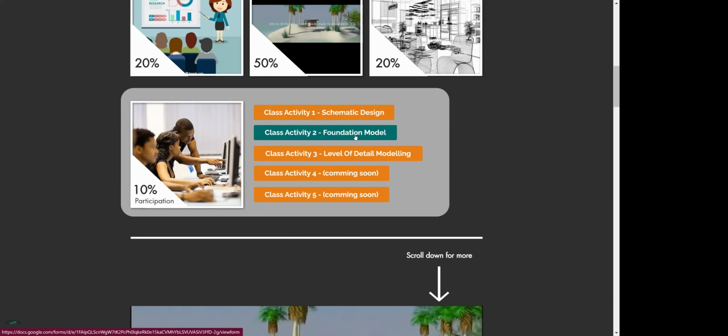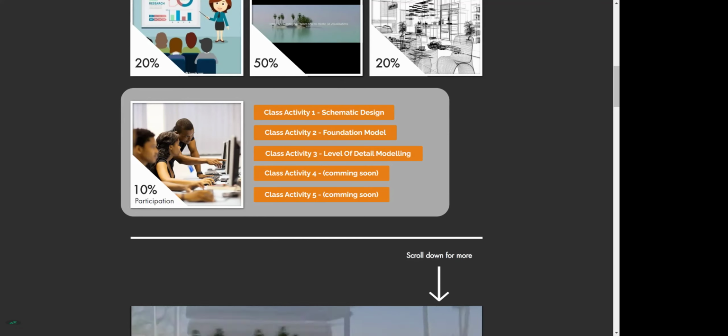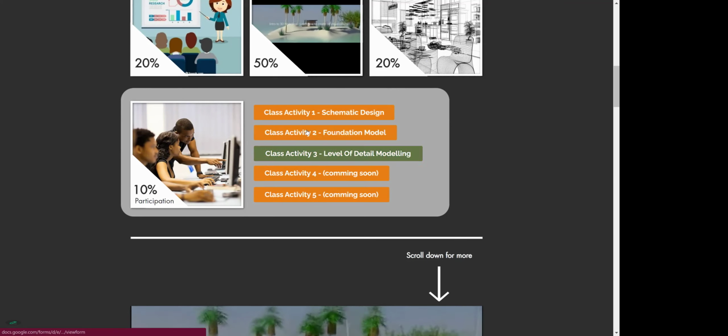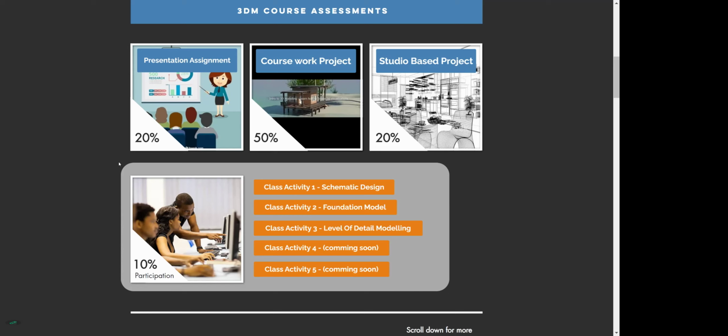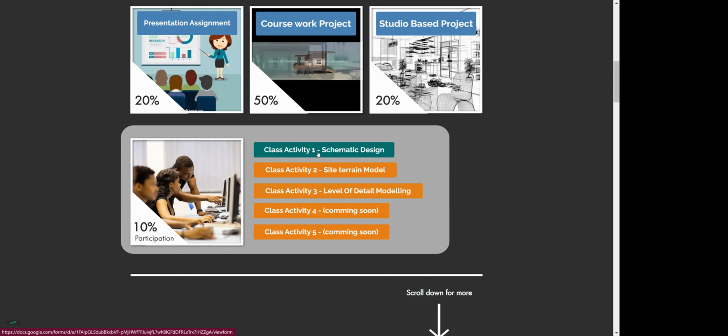The second class activity was actually, it wasn't the foundation model, actually. It was the site terrain model. Let me refresh that. Site terrain model, right. And these two class activities were actually a part of your project. You just get some extra points out of it if you submit this part during class.